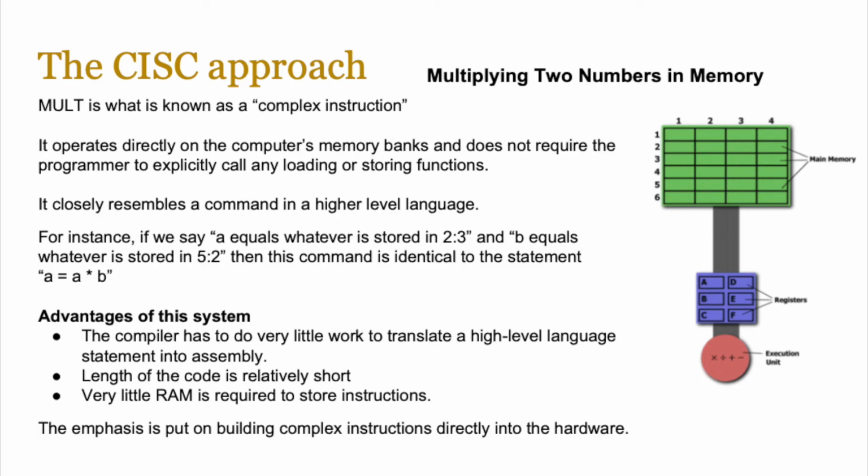So MULT is what's known as a complex instruction, and it operates directly on the computer's memory banks and does not require the programmer to explicitly call any loading or storing functions. So it closely resembles a command in a higher level language, for instance. Now, the advantages of this system are that the compiler has to do very little work to translate a high level language statement into assembly. The length of the code is therefore relatively short, which means very little RAM is required to store instructions. So for a CISC approach, the emphasis is put on building complex instructions directly into the hardware itself, which makes life pretty easy for the programmer.